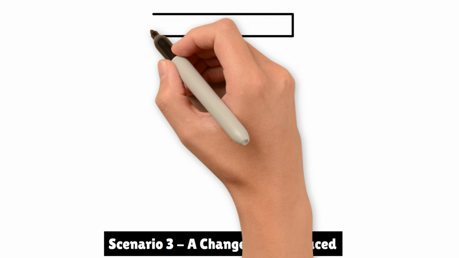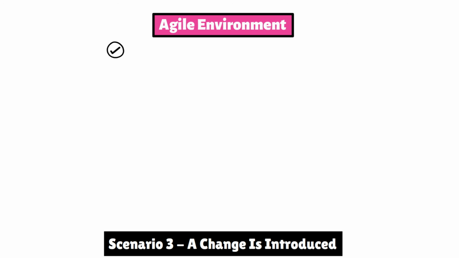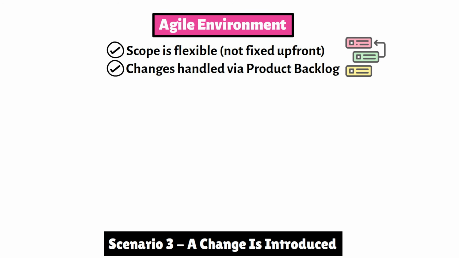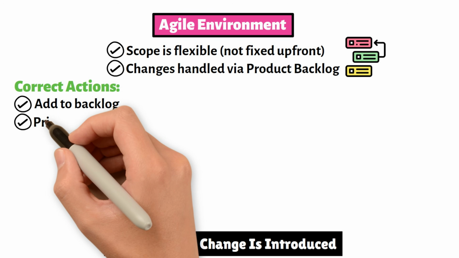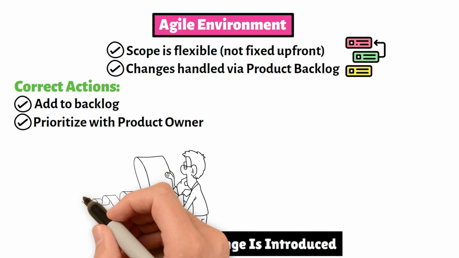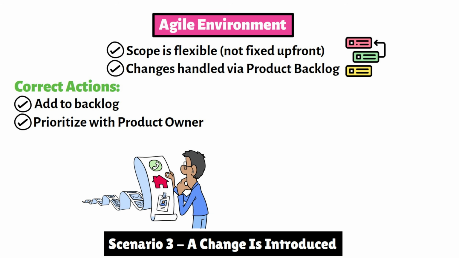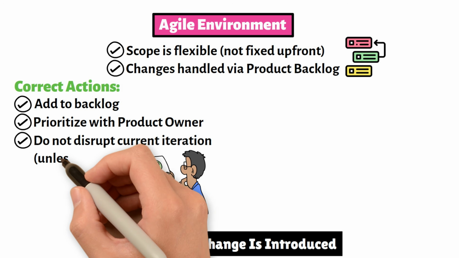Now, in an agile environment, the approach is different. Scope is not fixed up front. Instead of formal change control, changes are handled through the product backlog. So when a new requirement comes in, the correct action is most likely add it to the backlog and prioritize it with the product owner. The team does not disrupt the current iteration unless it is absolutely critical.